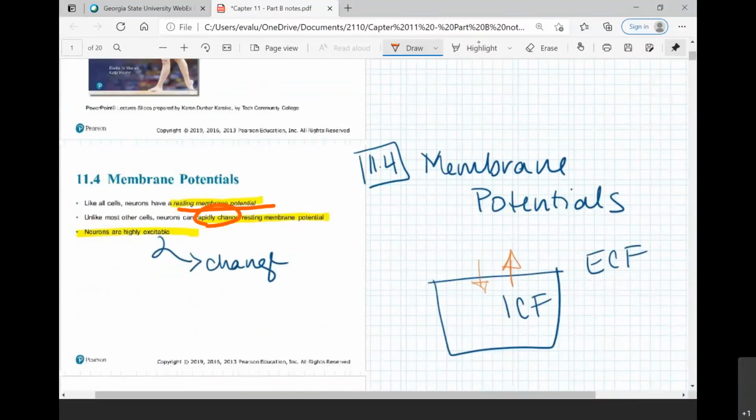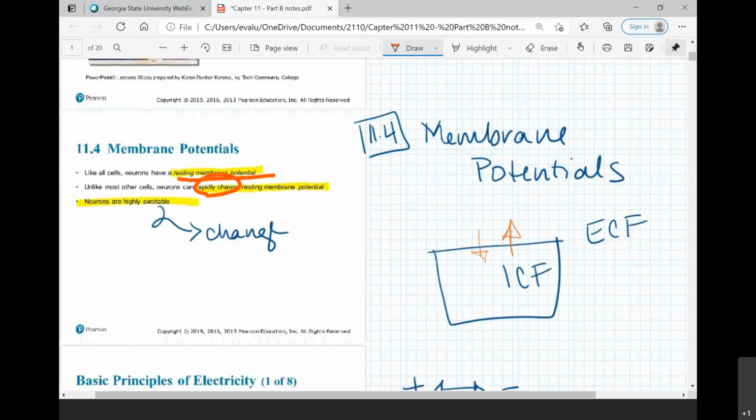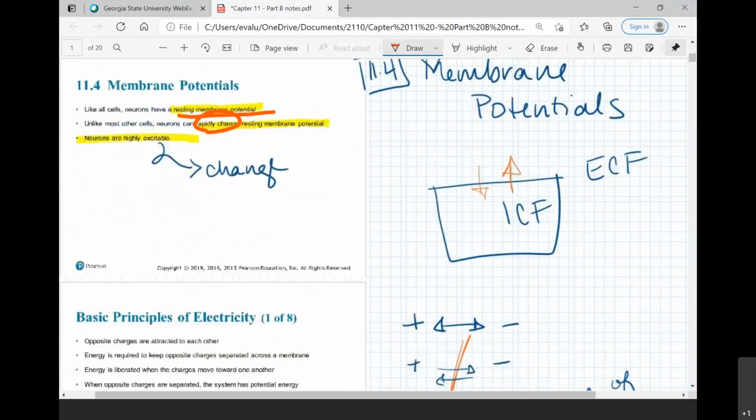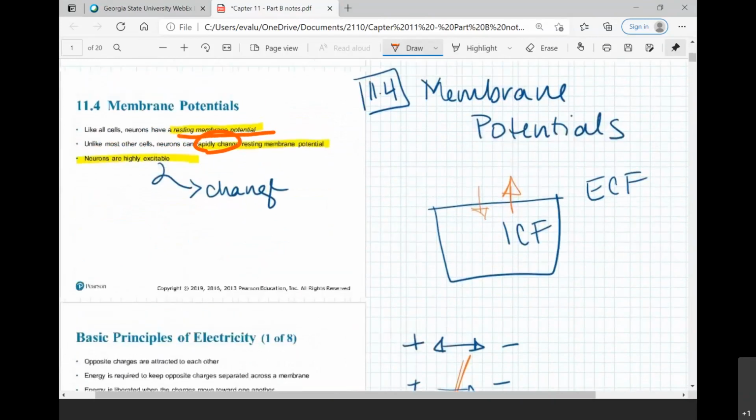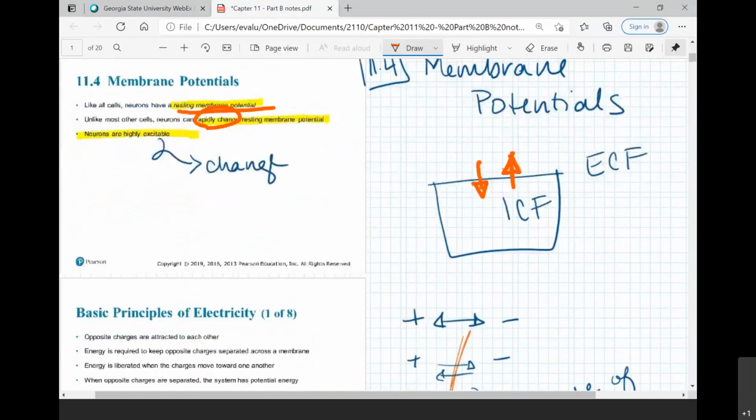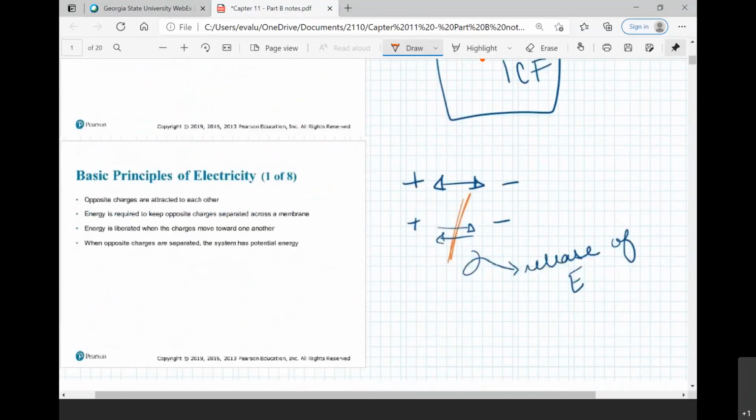And this rapid change is going to be called excitable, which gives it a charge. So we're going to be focusing specifically on this charge throughout this entire section and essentially the rest of the chapter. So this charge is going to be based on the concentration of ions that are moving inside the cell into the ICF and the concentration of ions that are moving outside of the cell into the ECF, or the extracellular fluid. So just remember that whole movement of those ions we're going to talk about again.